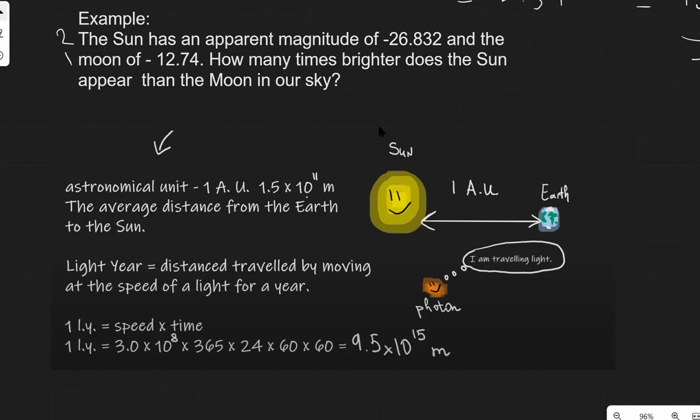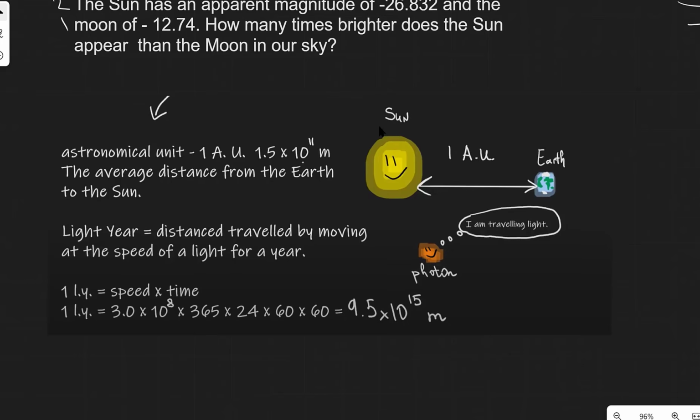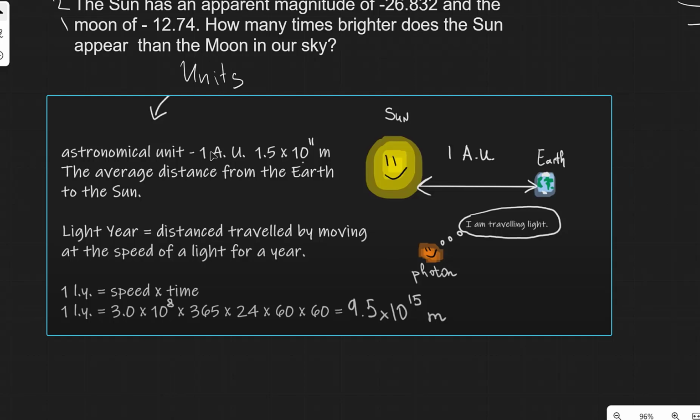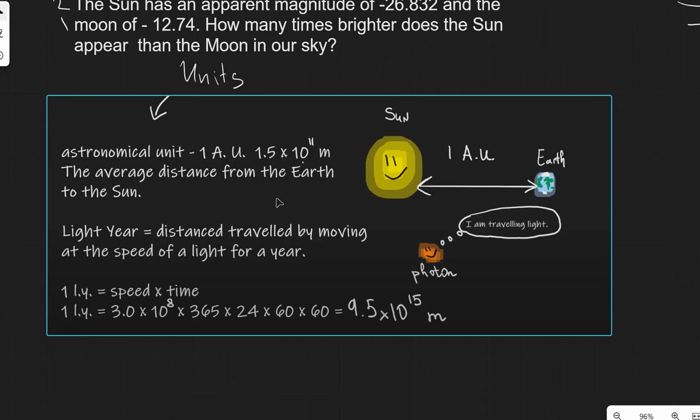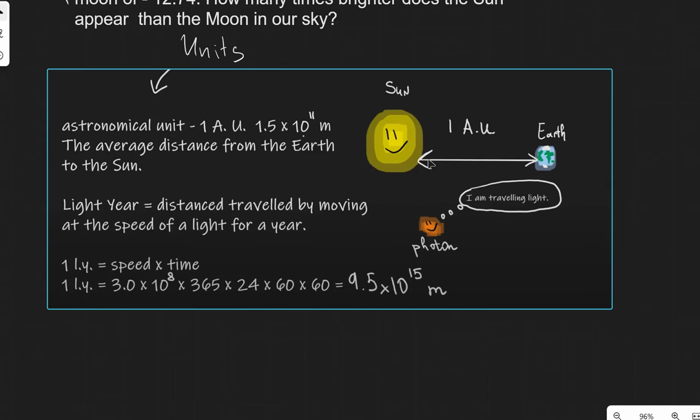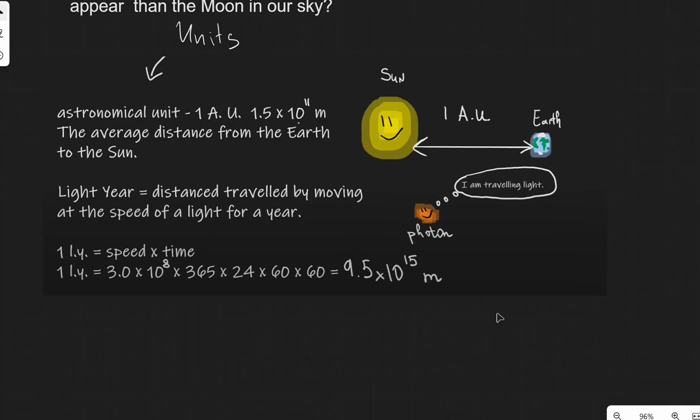Now, for the next portion of the spec, we need to first of all define some units that we're going to be using quite a lot. So these here are units. First of all, we have the astronomical unit, which you'll probably come across at some point. It's known as 1 AU, and that's around 1.5 times 10 to the 11 meters. It's defined as the average distance from the Earth to the sun. Because 1 meter is not very useful as a measuring unit, as a meter stick across the universe. The universe is far bigger than that.